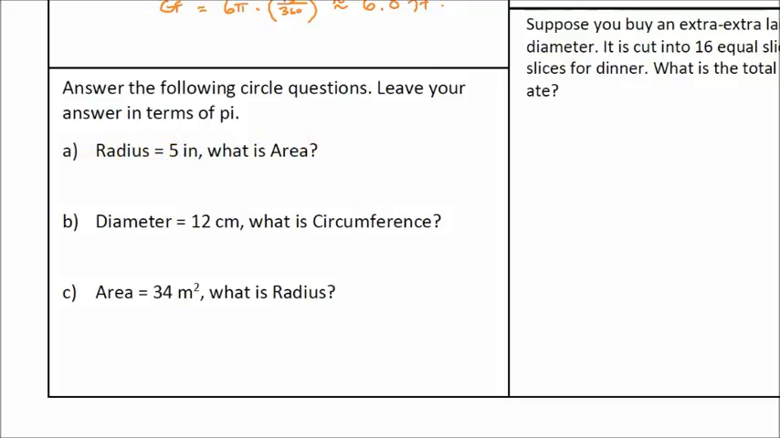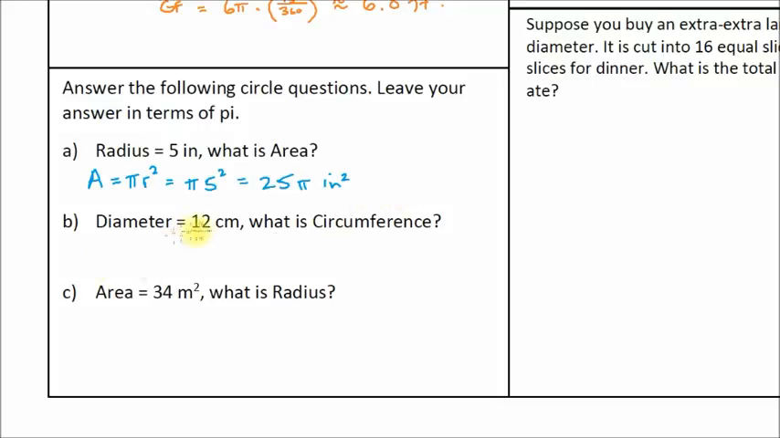What's the area? Well, we just got to use the area formula. The area of a circle is pi r squared. If our radius is 5, that's pi times 5 squared. 5 squared is 25. So our area is 25 pi inches. And remember, area is in square units because it is two-dimensional. It has a height and a width. So it's 25 pi inches squared.